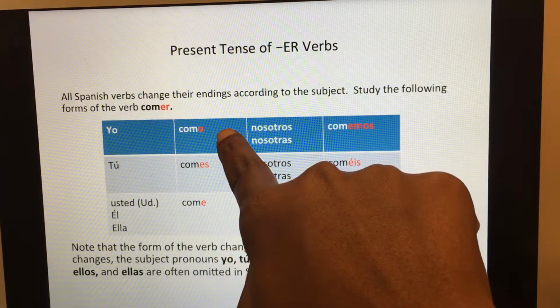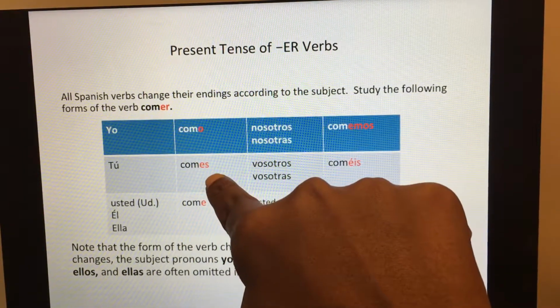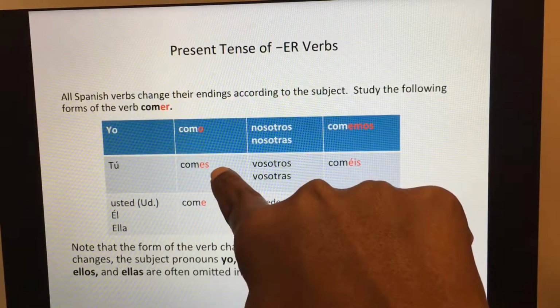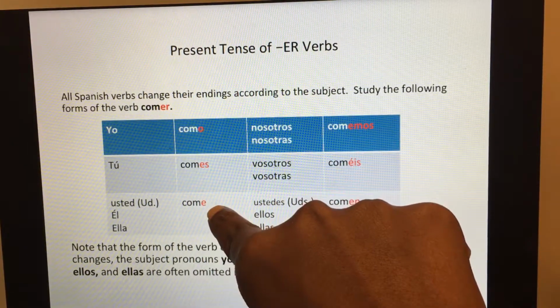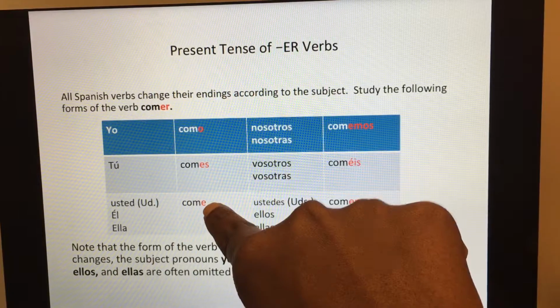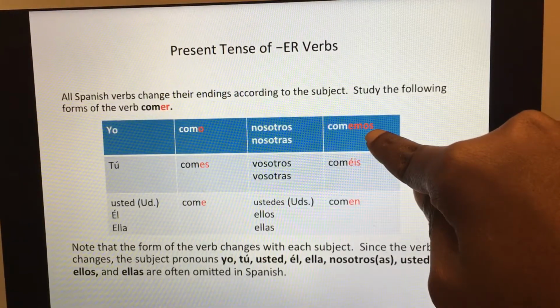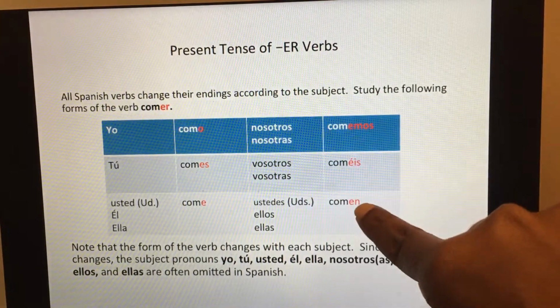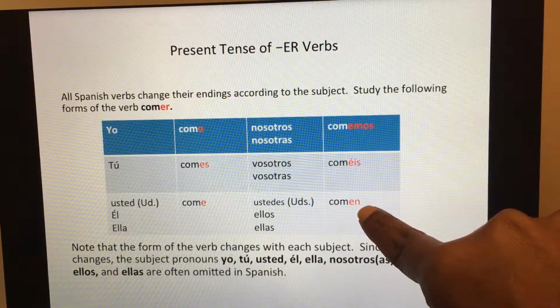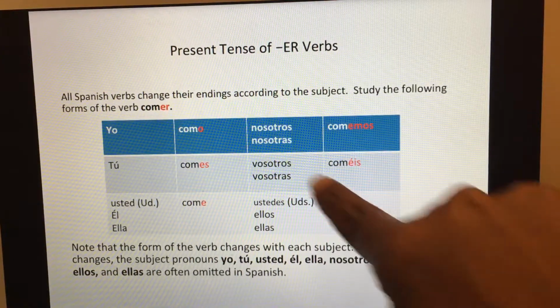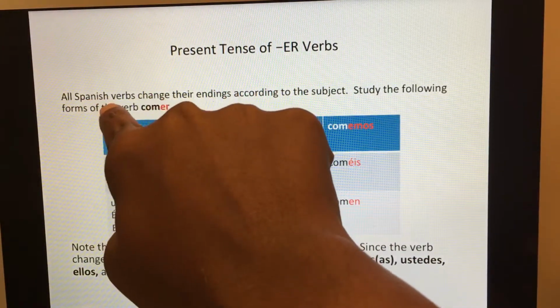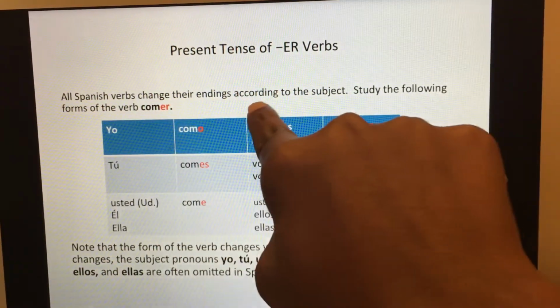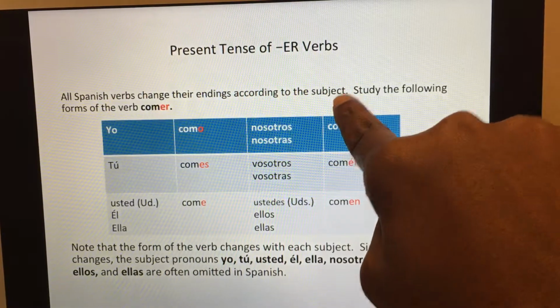It's O, that's the same. But for tú, it's ES. Usted, ella, or él, the ending is E. The nosotros, nosotras ending is E-M-O-S. And the ustedes, ellos, ellas ending is E-N. Remember, all Spanish verbs change their endings according to the subject.